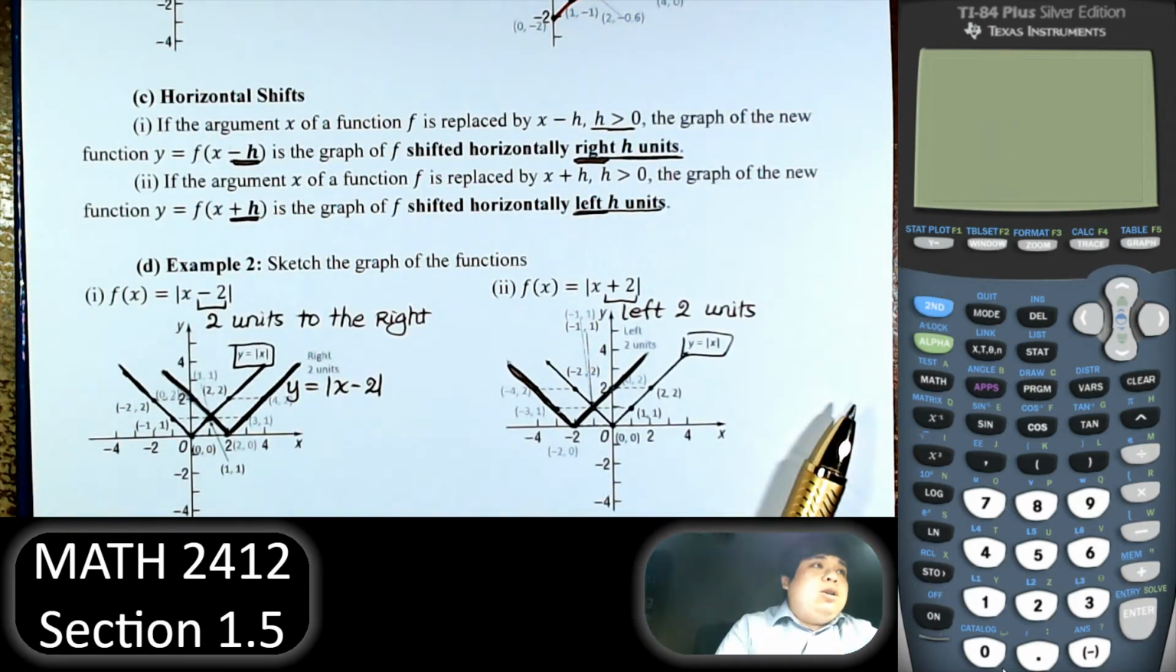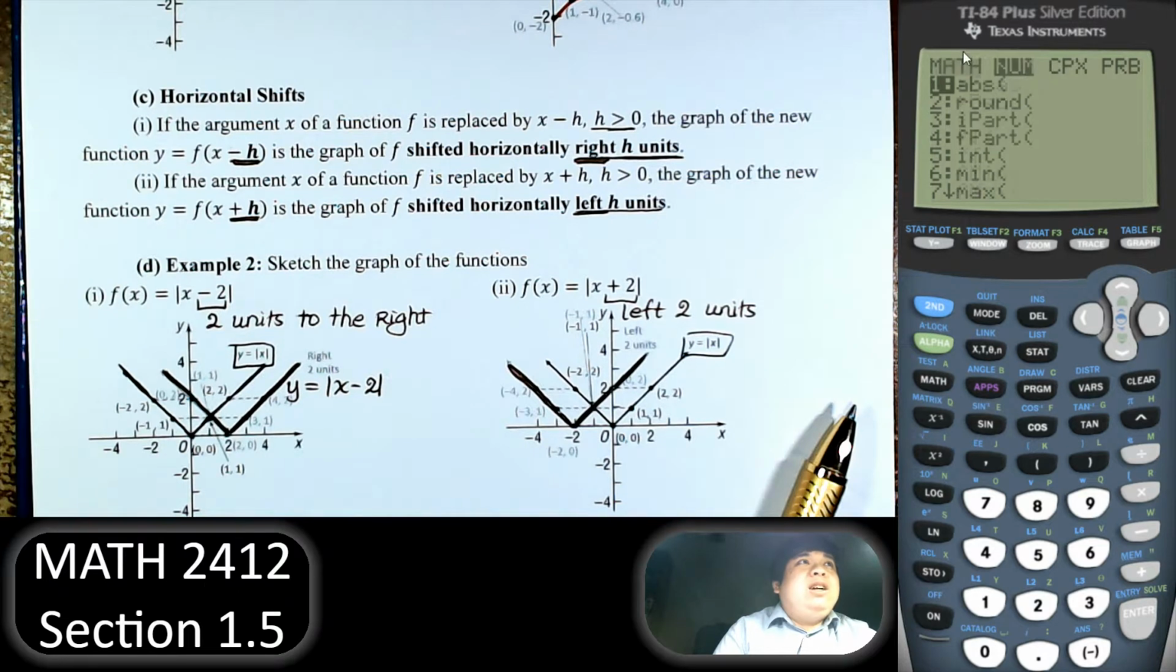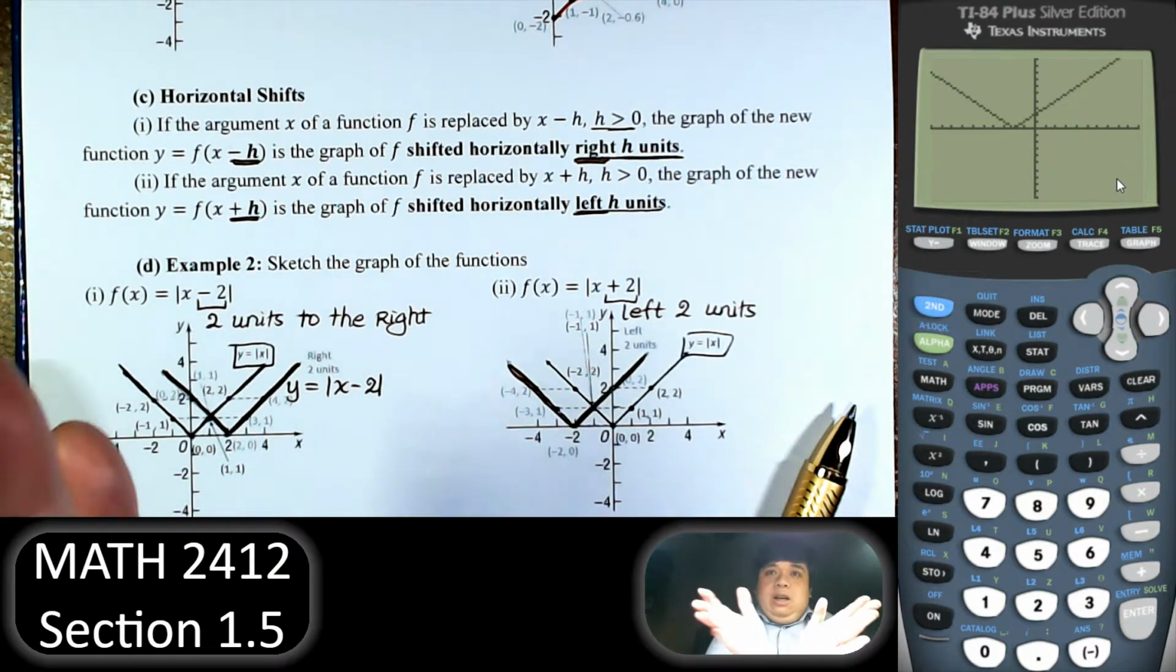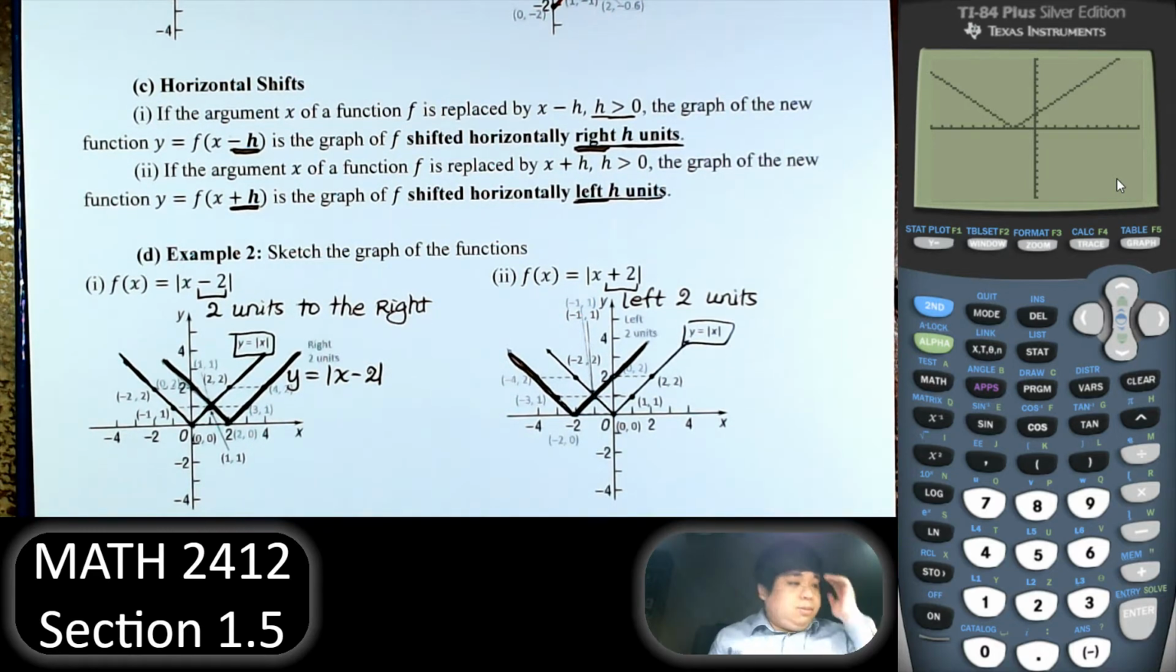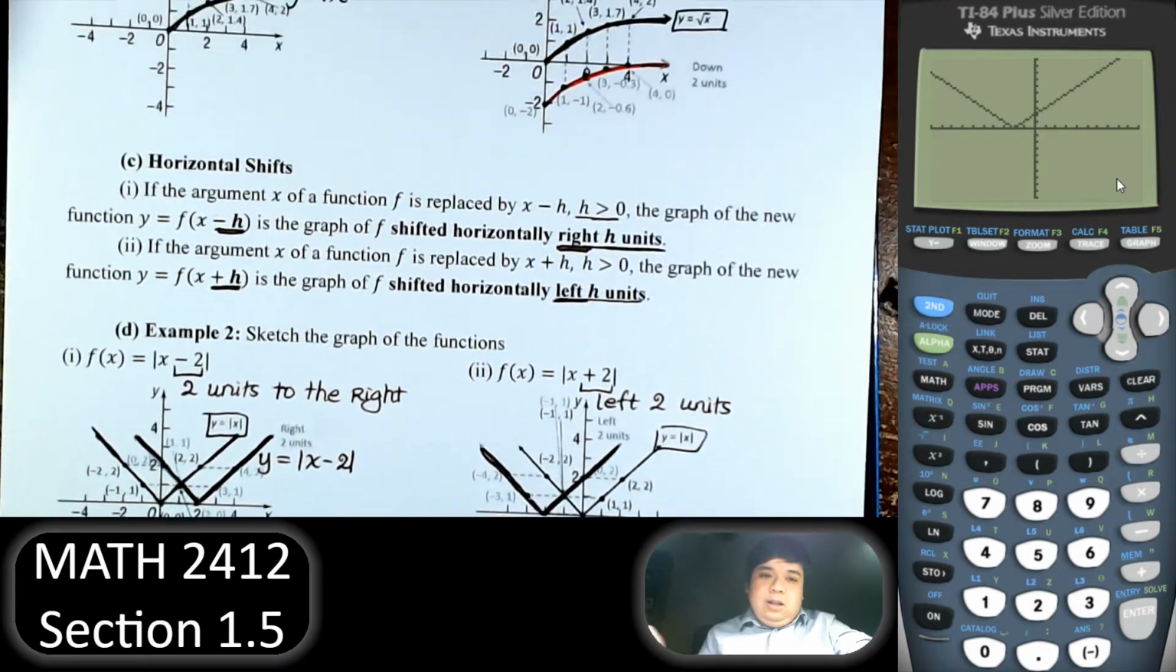By the way, if you want to graph absolute values on the calculator, this is under math. Go to numerical. I think that is numerical. That is ABS, absolute value, X. Let's say plus 2. Yeah, so the absolute value function will go 2 units to the left.